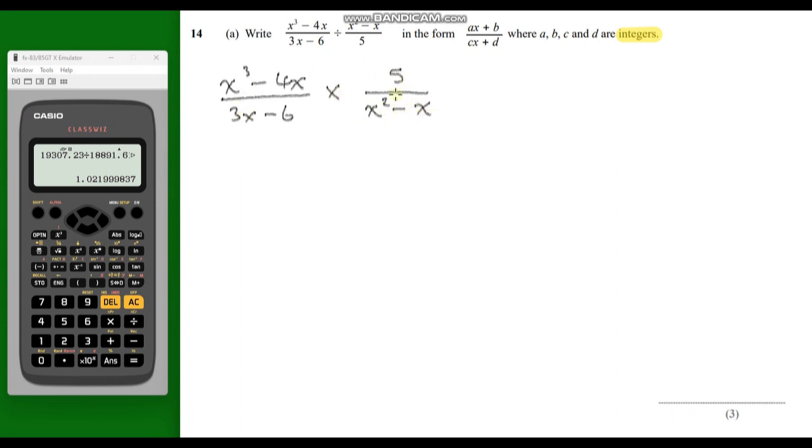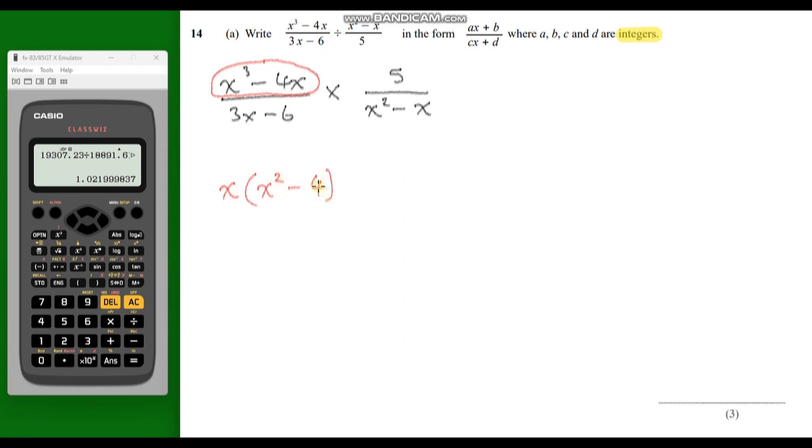So this calculation here is exactly the same as this calculation, but it's just a lot easier working with multiplication. Now I can see that we can factorize some of our expressions. We can't do anything with the 5, but we can factorize all of the other expressions. So this one here, we can factor out an x from this expression. So if we factor out an x, we'll be left with x and then open brackets x squared minus 4.